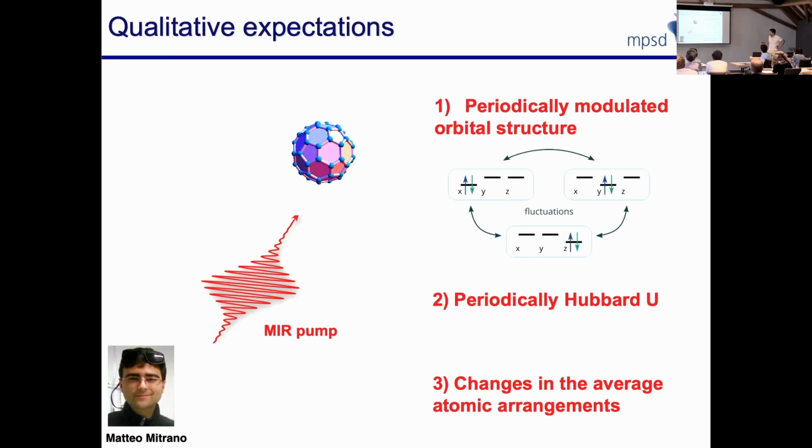There is even a more qualitative argument. You can easily convince yourself that your Hubbard U is going to become periodic. Basically, the Hubbard U of the site is the capacitance of the ball: how much energy it costs me to put more charge on it. If you deform it in time, you could convince yourself that the charging energy of the molecule is going to change, and so you can think about the correlated electron problem now with the Hubbard U that is modulated in time.